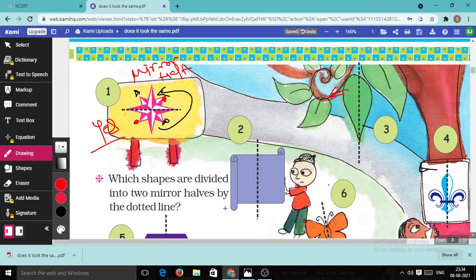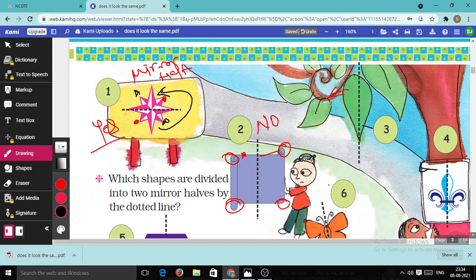You write here S. But in the second question, observe carefully. You will find that this portion is larger than this one. Clearly you see that this is not divided into two equal parts, and also this part is not matched with this part, and this part is not matched with this part. If they are folded onto each other, that means the figure is not symmetric. So these two parts are not a mirror half. So right here no. Right here no.